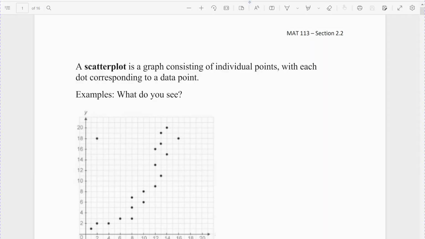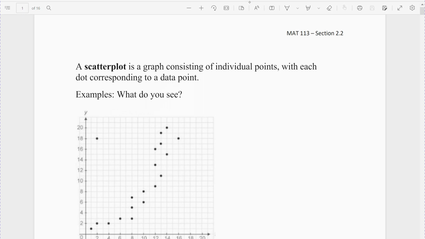All right, 2.2 is a fairly short section. It's just a real quick look at being able to read and understand how variables relate graphically, and we look at those different cases. We'll start off with the scatter plot and work from there.